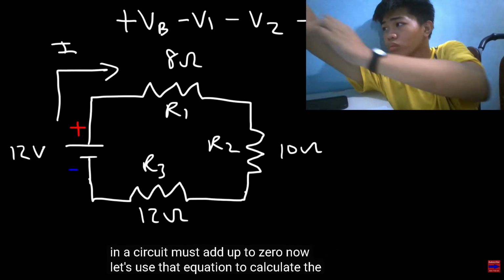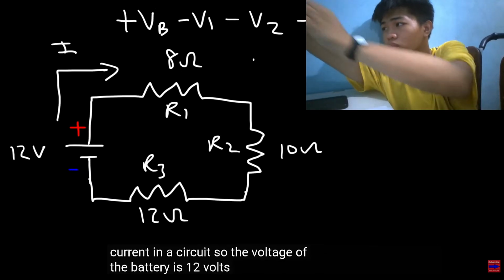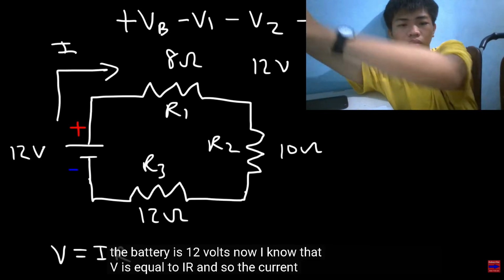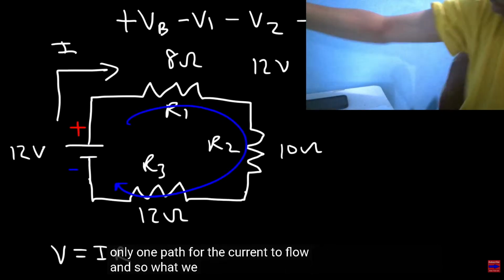Now let's use that equation to calculate the current in a circuit. So the voltage of the battery is 12 volts. Now we know that V is equal to IR. And so the current is the same in the circuit because there's only one path for the current to flow, and so what we have is a series circuit.